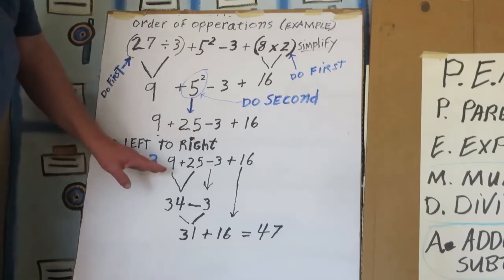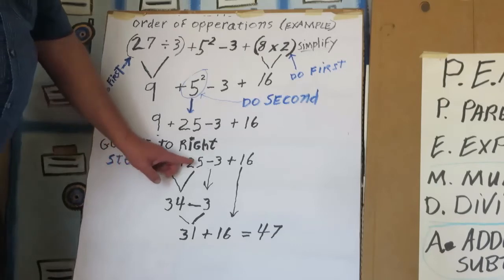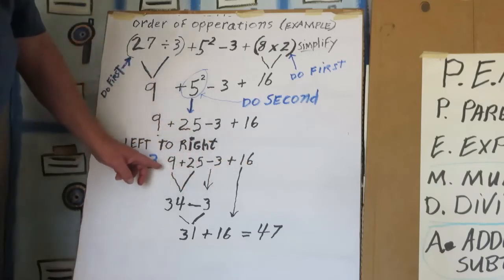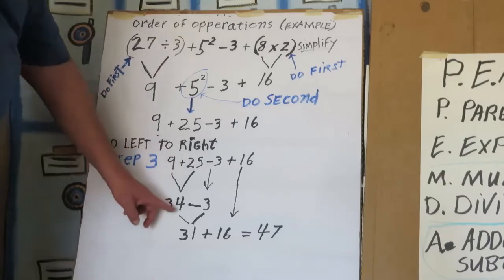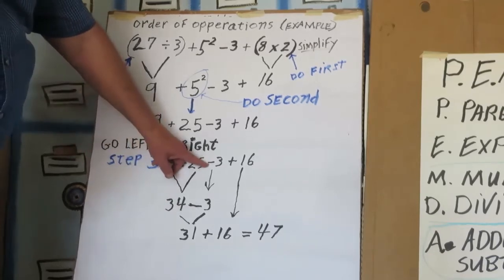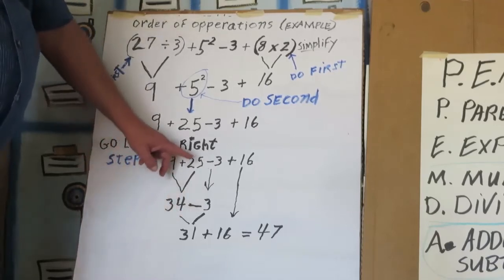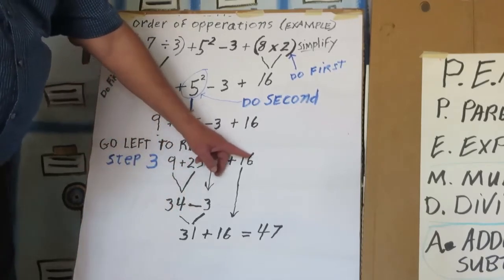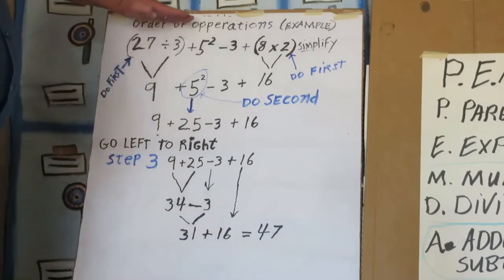And again, with addition and subtraction, if there's only addition and subtraction, we just go from left to right. So 9 plus 25 is 34. For the moment, I just brought down the minus 3, and then plus 16, I brought that down. One thing to notice is that I work in steps, and I hope you do too.